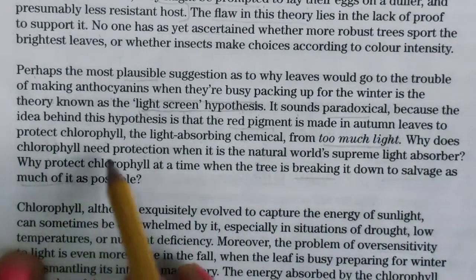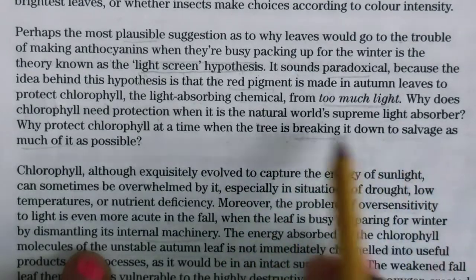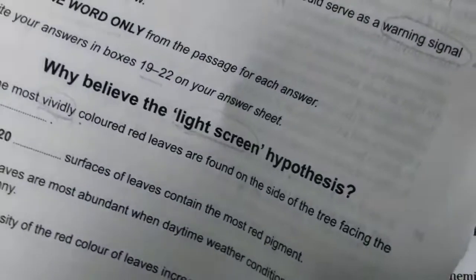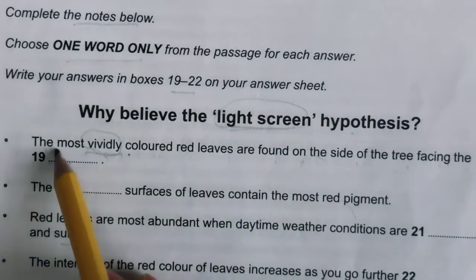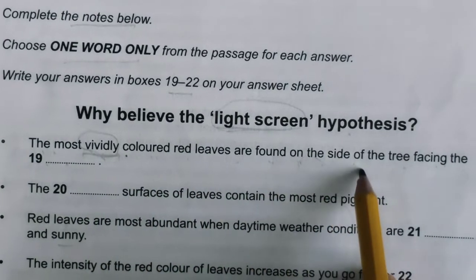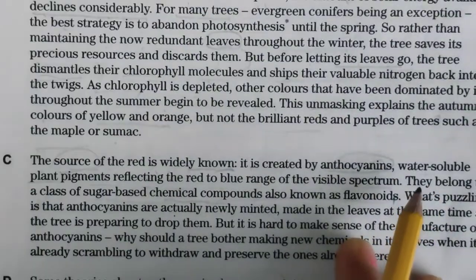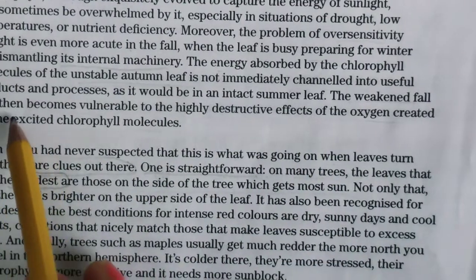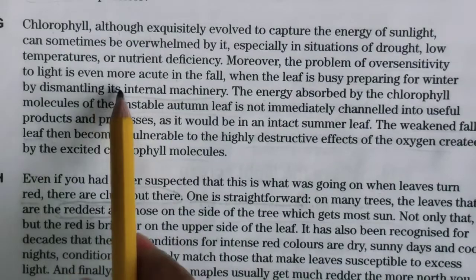Chlorophyll needs protection. But we want, when the tree is breaking it down, to salvage as much as possible. Let's read the option again. The most vividly red colored leaves are found on the side of the tree facing the dash. Let's find the tree also. The weakened fall leaf they are talking about. We have to find the tree word also.